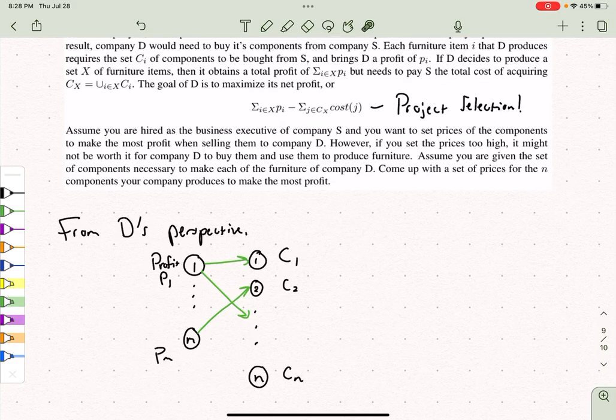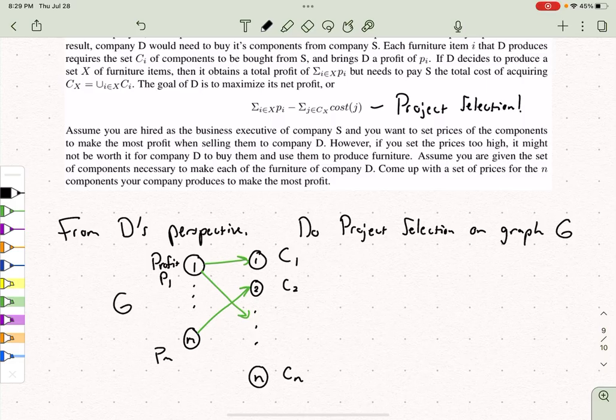So if D knew the costs, it could just do the selection reduction on this graph that I just showed you there, which I'll call G, and that will take O of V times E time from what we know from class, because it can be solved with min-cut.